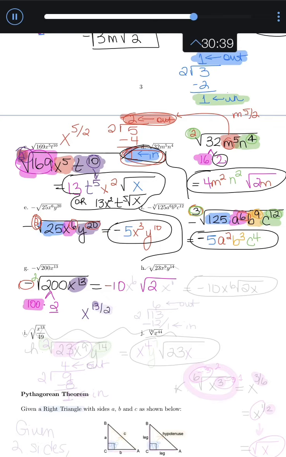So remember, we have to do the division here. 2 goes into 13 6 times as 12 with a remainder of 1. Remember that 6 of these x's then came out, so we have an x to the 6 coming out, but we're stuck with a 1 that was left over on the inside, so we have an x to the first on the inside. Again, that's our answer, but you don't need to write the first power on that x, so it becomes negative 10 x to the 6th square root of 2x. And that is our final answer for G.